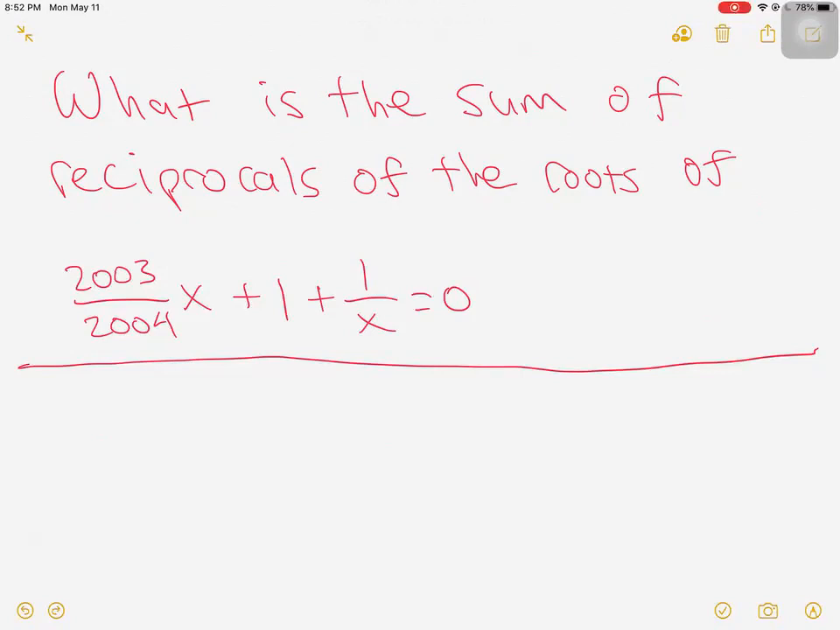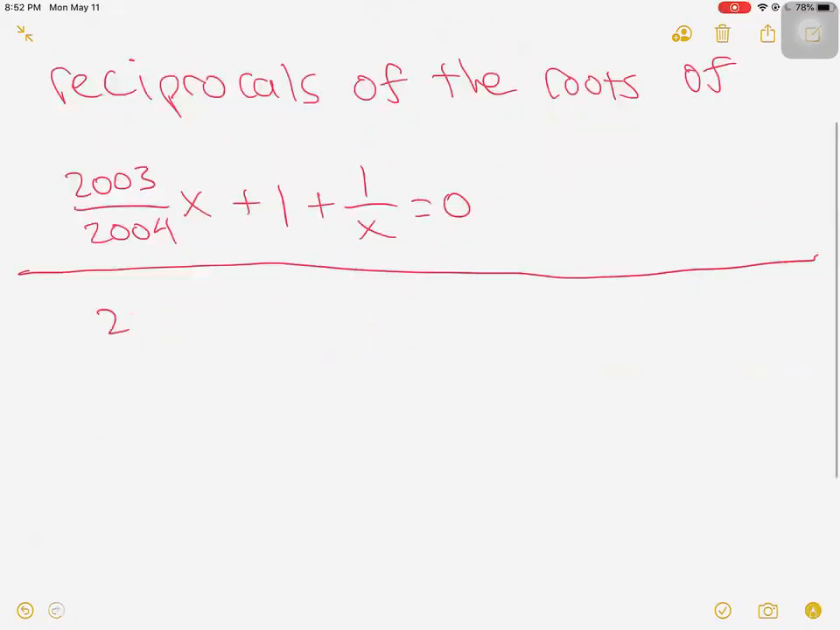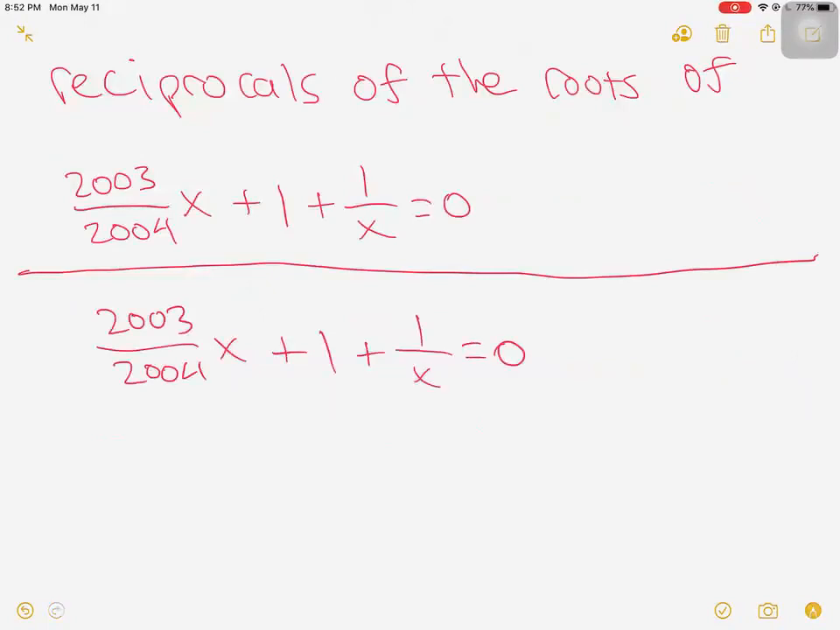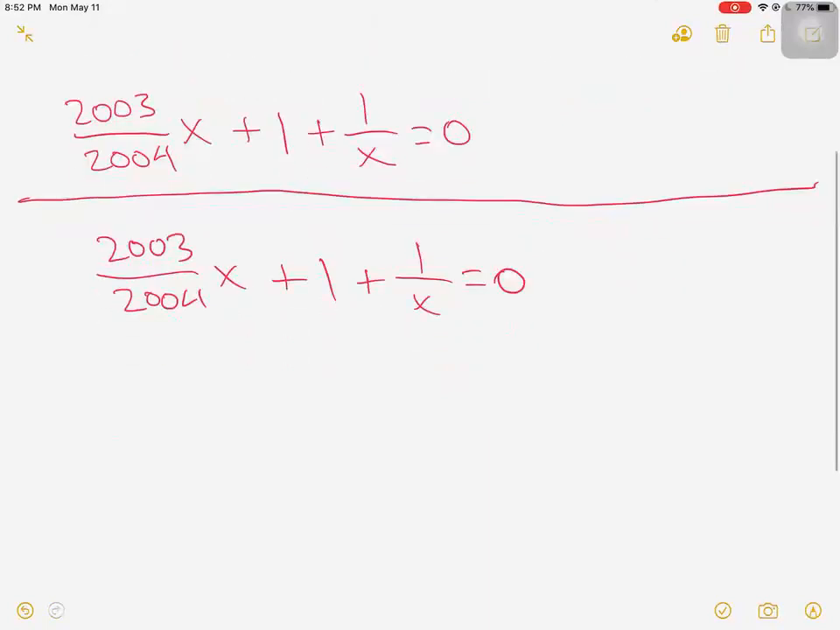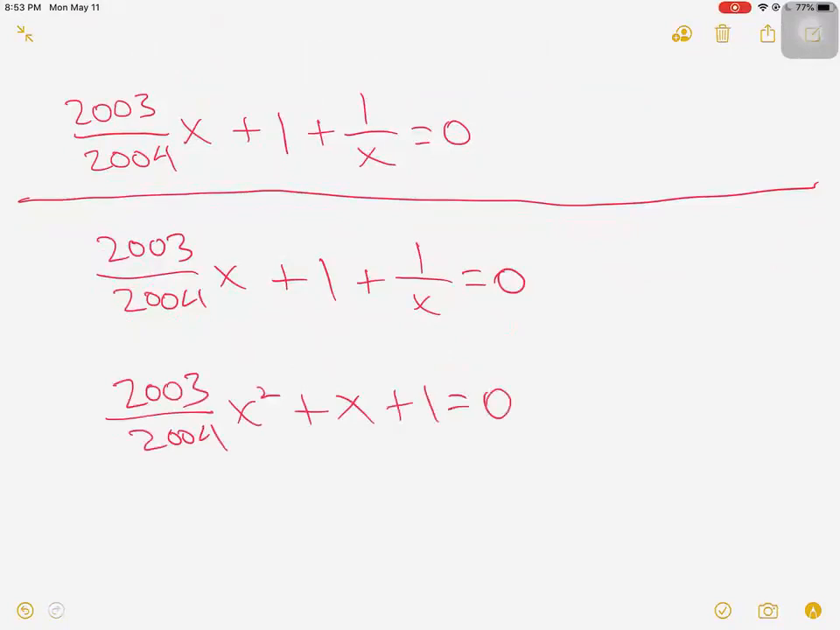So the key to this question is we want to transform 2003 over 2004 x plus 1 plus 1 over x into a quadratic. The way we do this is we just multiply the entire equation by x. And there you go, we have a quadratic.